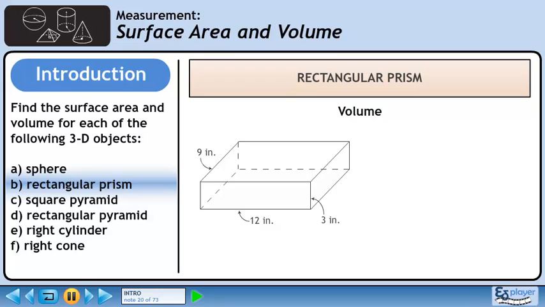Now we'll learn how to find the volume. The volume of a rectangular prism is V equals length times width times height. The length is 12 inches, so plug this in for L. The width is 9 inches, so plug this in for W. The height is 3 inches, so plug this in for H. The volume of the rectangular prism is approximately 324 cubic inches.